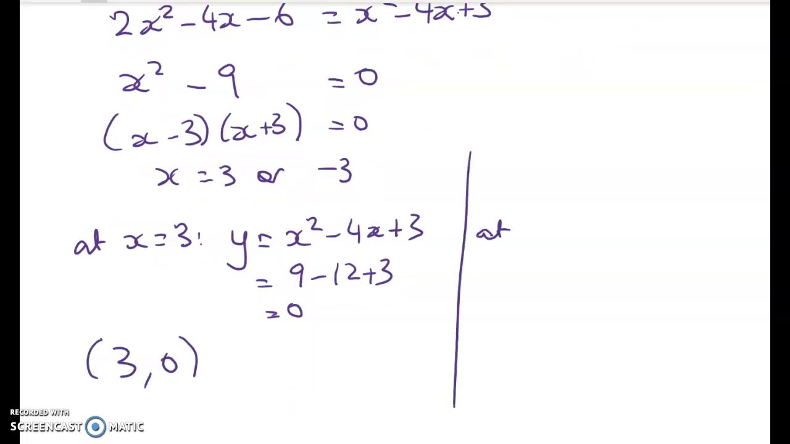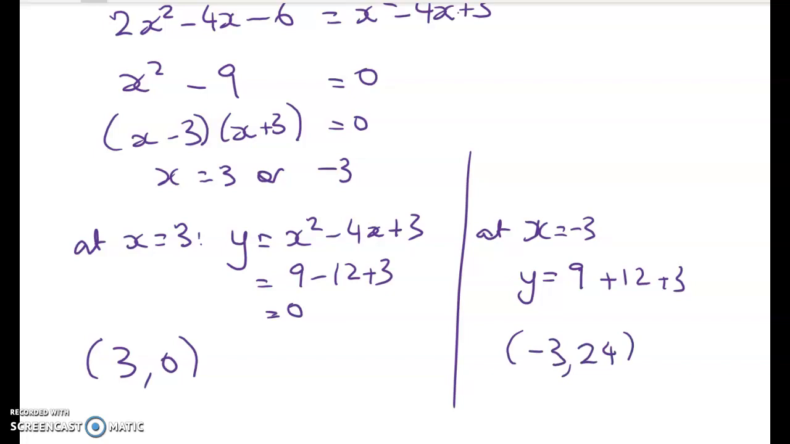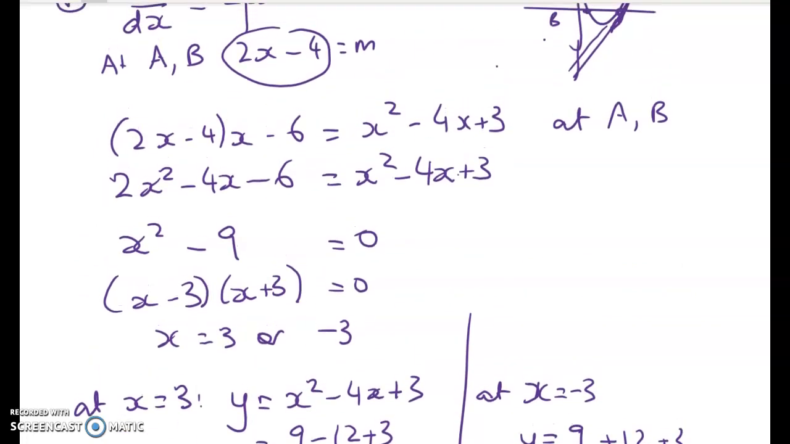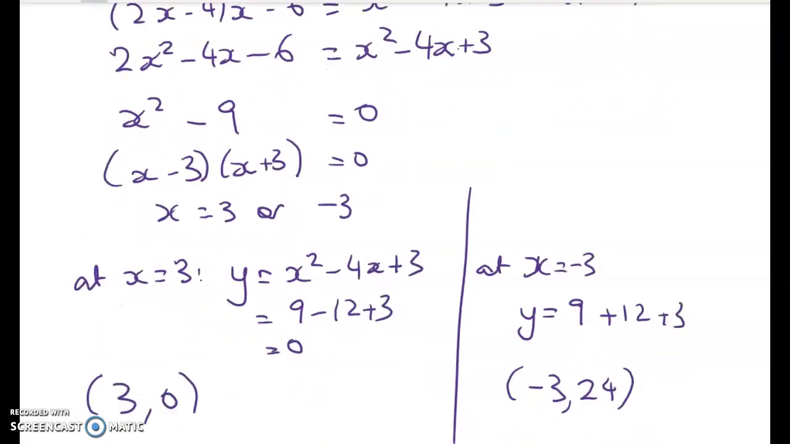And then we can do the same thing for x equals -3. We get y is equal to 9 plus 12 plus 3. So the point is -3, 24. Now what about m? Well, m is pretty easy. m is just 2x minus 4.